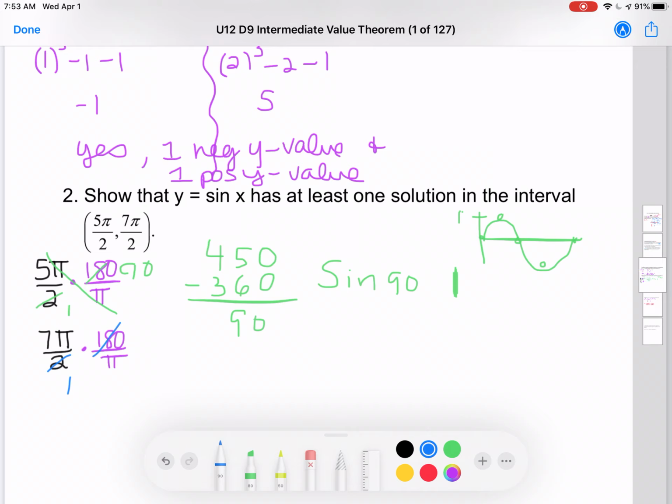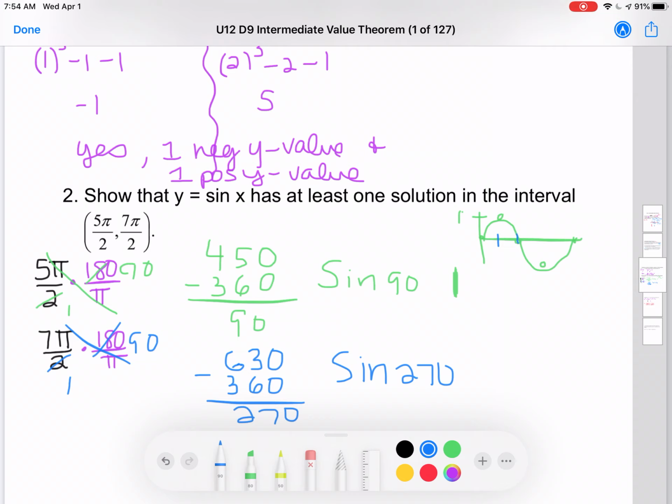Convert to degrees. So 7 times 9 is 63, tack on a 0. Remember, those pi's are gone. So 630, that's still way too big. So let's subtract off 360, and we're down to 270. Let's find the sine of 270. Sine of 270 is -1.